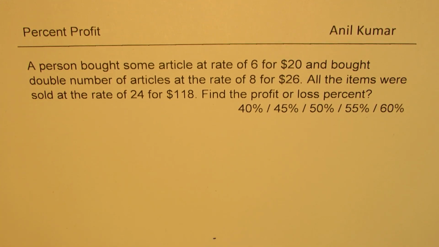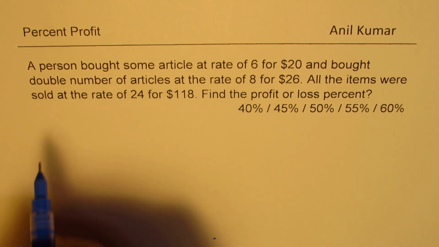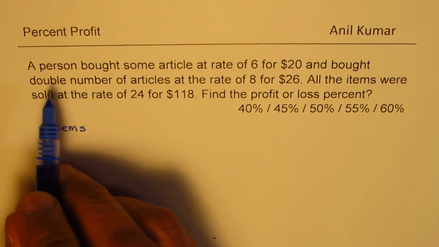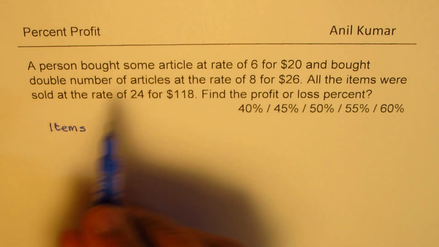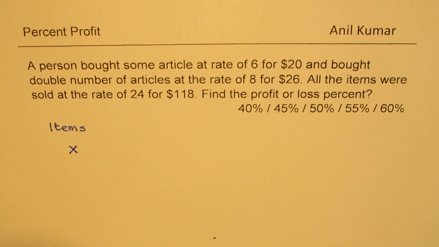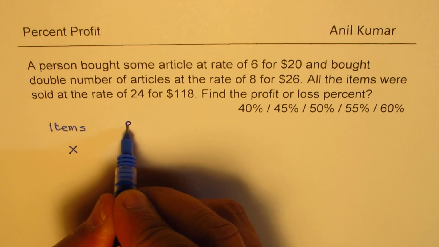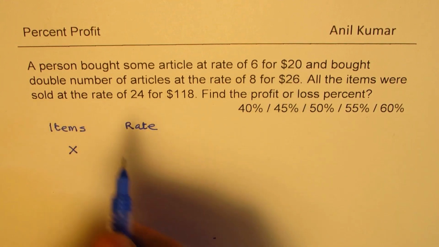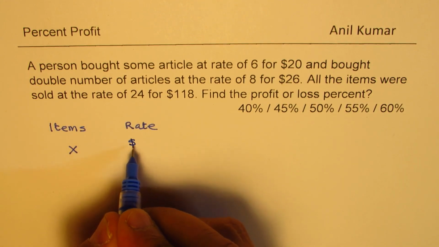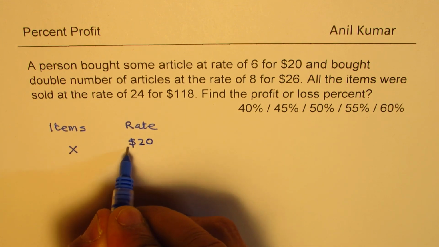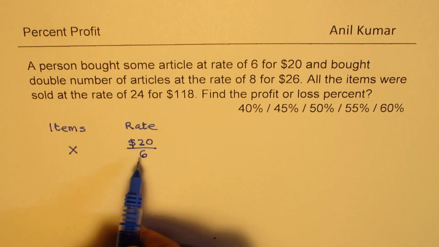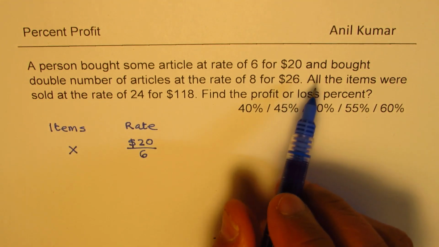So it's kind of complicated. Let's break the information and then solve it. First, let us say we talk about items. A person bought some articles. That means x articles at the rate. So what is the rate here? Rate is 6 for $20. The rate is amount on the top and the quantity in the denominator. So the rate is $20 for 6 pieces.